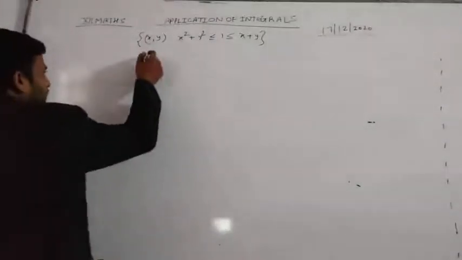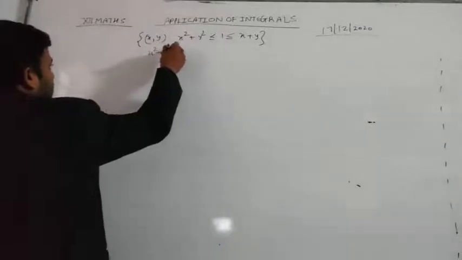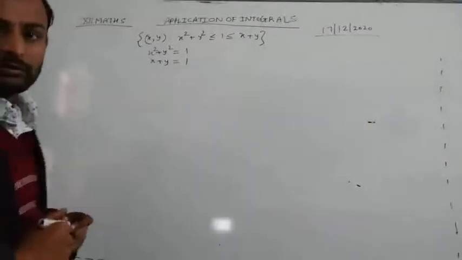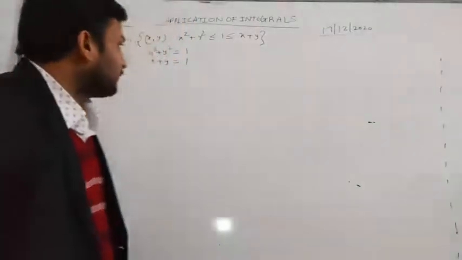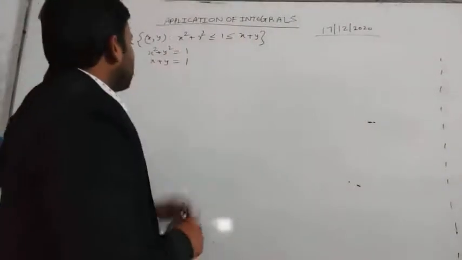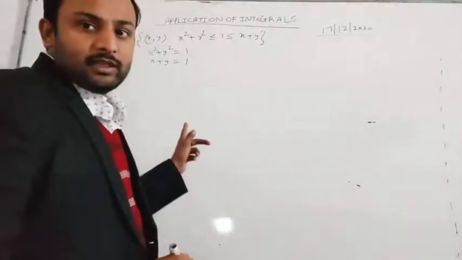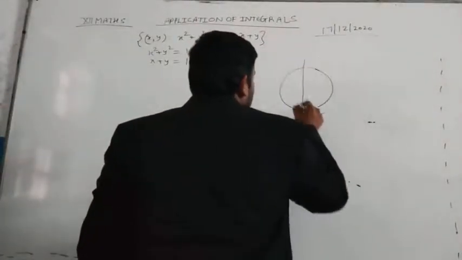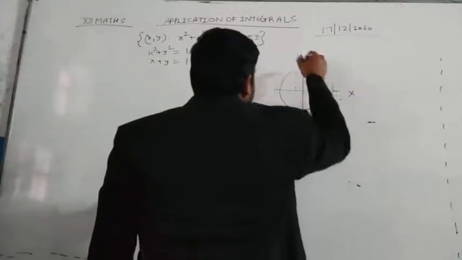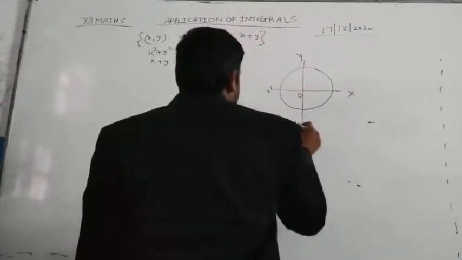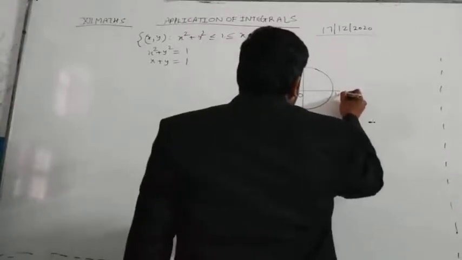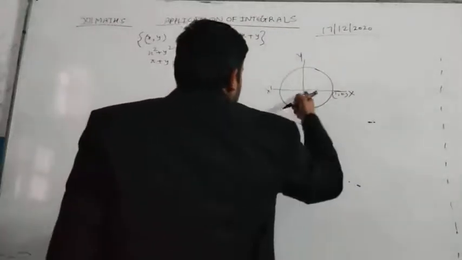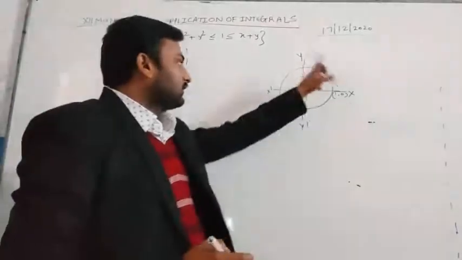So from here, students, we are seeing that there are two equations: x² + y² = 1 and x + y = 1. Now we will make the graph of this. The first equation is the equation of a circle whose radius is 1 and center is (0, 0). So make the circle, with the x-axis, y-axis, origin, x dash, y dash, and this is our point (1, 0). The circle has center (0, 0) and radius 1, and its graph is this.